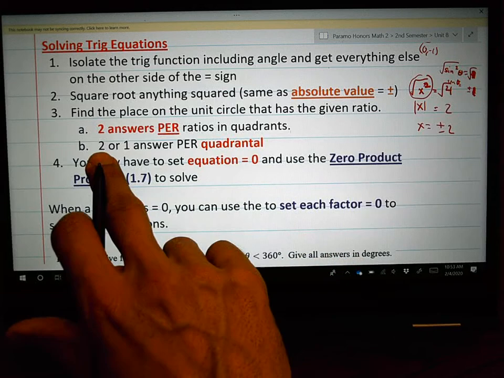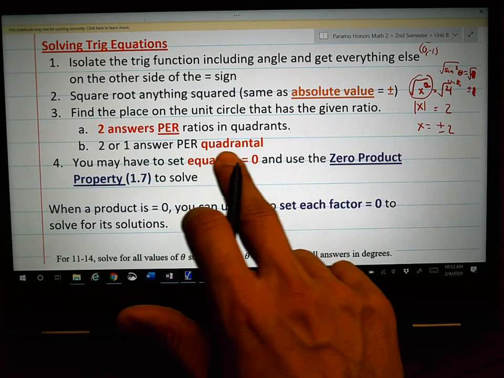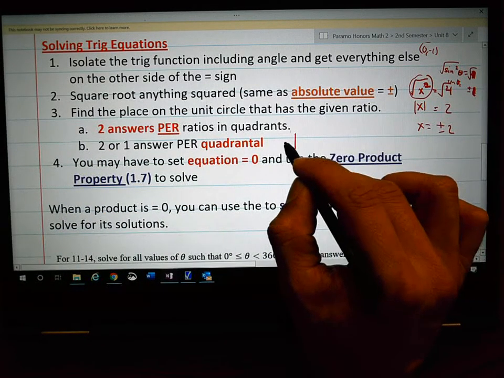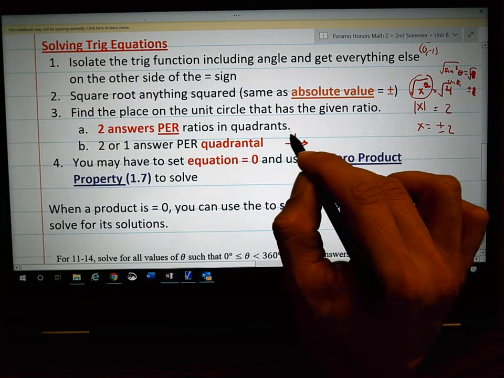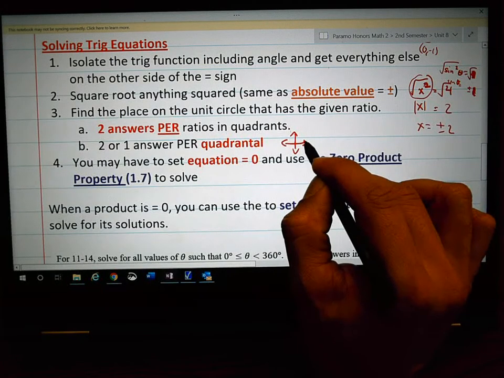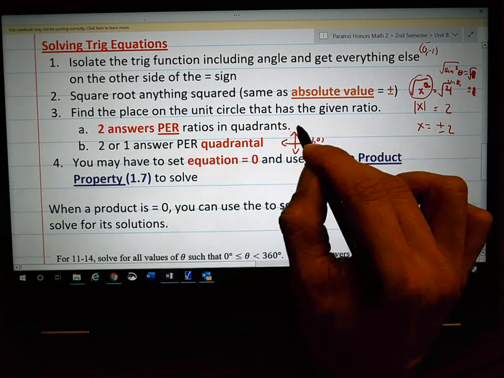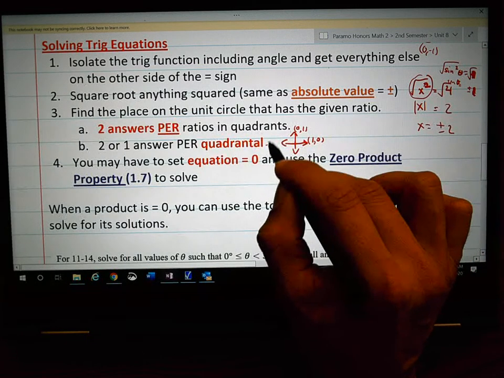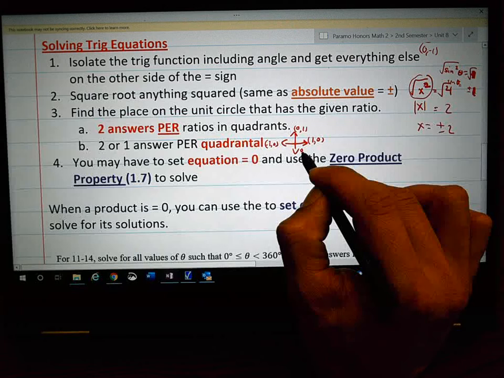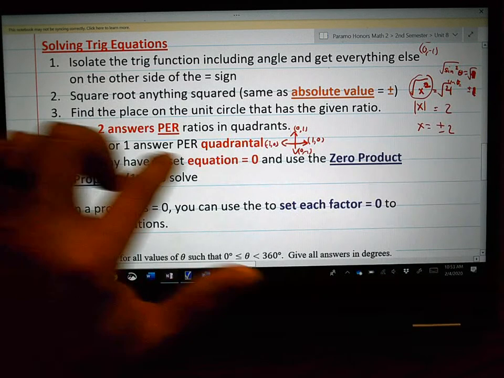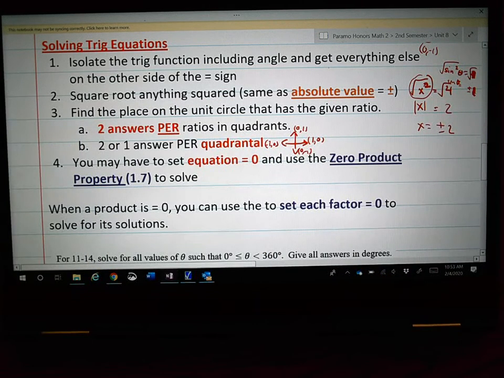There's 2 or 1 answer per quadrant. If there is something that ends up on the axis out here, at the (1, 0), at the (0, 1), or the (-1, 0), or the (0, -1), it might have 1 answer or it might have 2, depending if it's the sine or the cosine, or the secant or cosecant, for that matter. Just so you know.